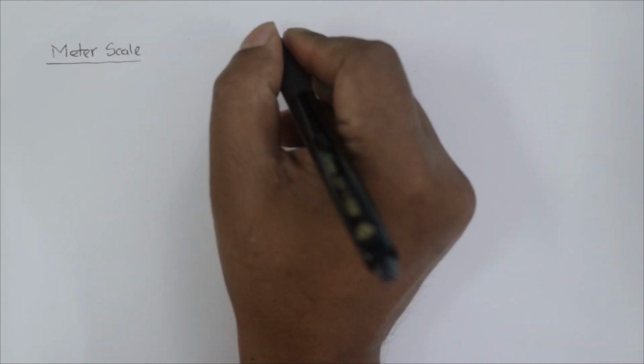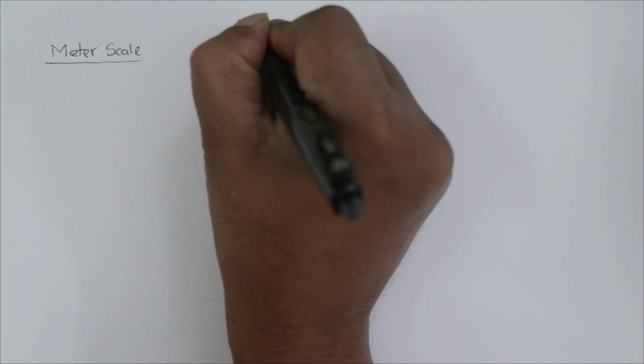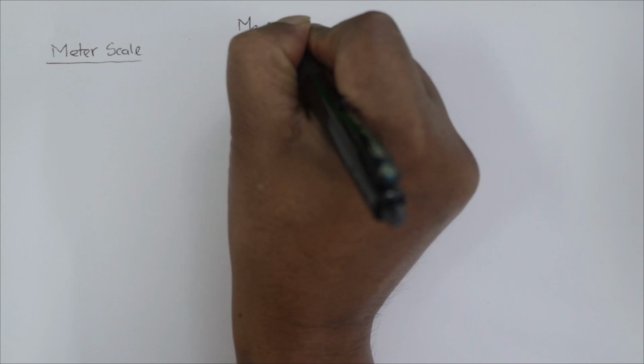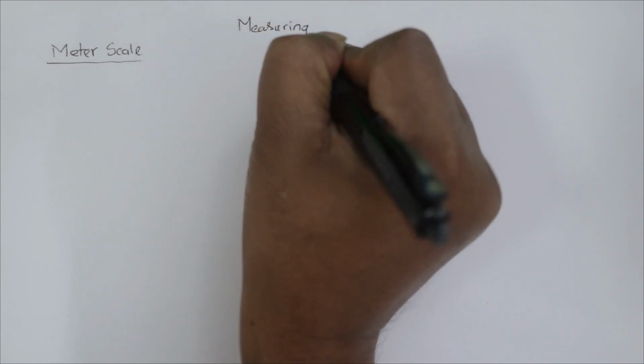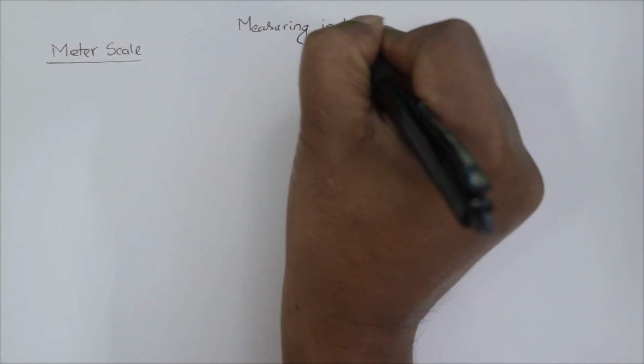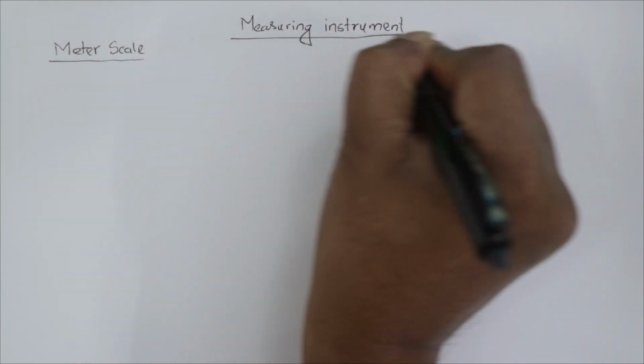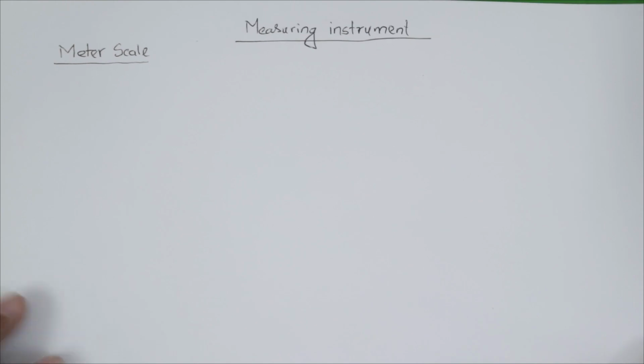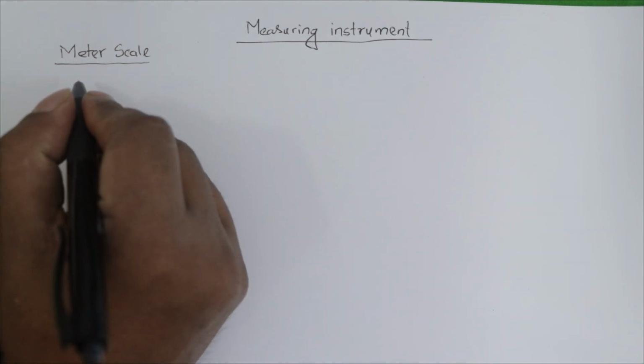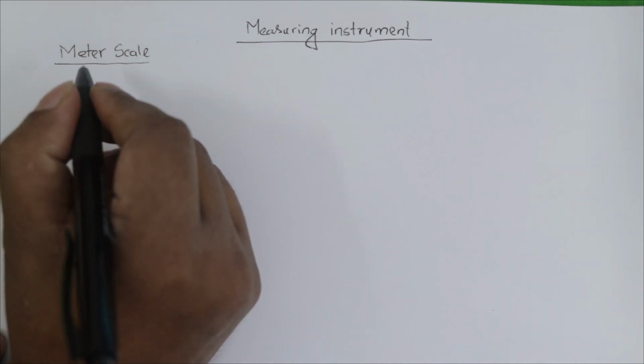I am going to discuss measuring instruments. First instrument is the meter rule. Meter rule is the simplest instrument to measure the length in the laboratory.